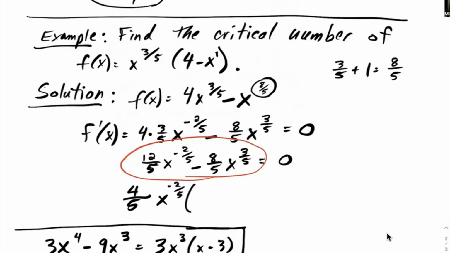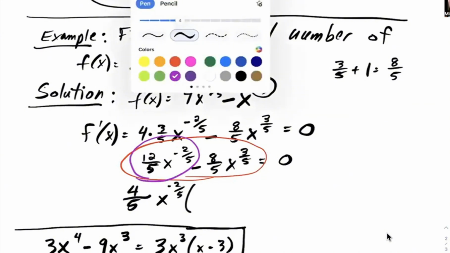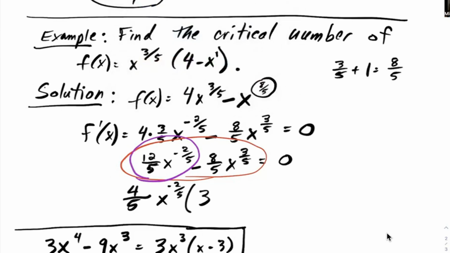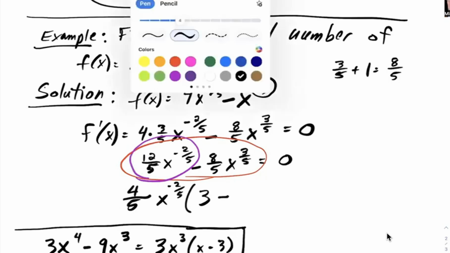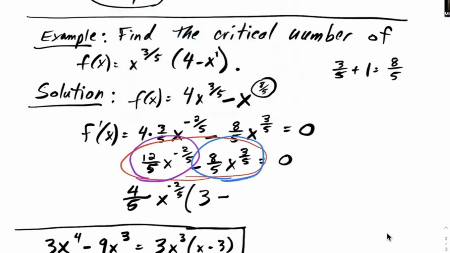What do I have left after I take that out? Well, in the first expression, which I'll color here in purple, I've taken out 4/5 x to the negative 2/5. I'm left with a 3, because 3 times 4/5 gives me 12/5, and I've already taken out x to the negative 2/5. How about the second term, which I will circle in blue? What's left after I've factored out the 4/5 x to the negative 2/5? Well, I'm going to have a 2, and I'll have an x to the first power.